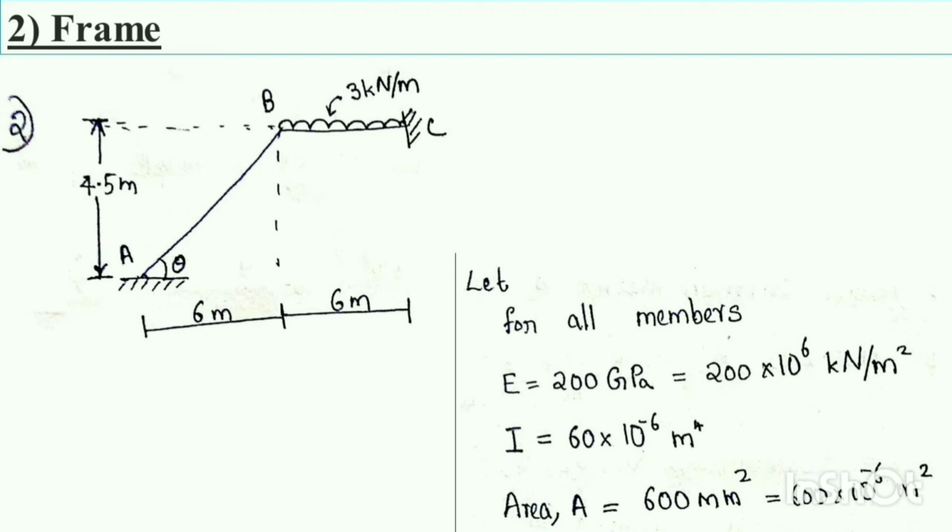Now for these two members, let Young's modulus E be equal to 200 gigapascal, that is 200 into 10 raised to 6 kilonewton per meter square, and moment of inertia I equal to 60 into 10 raised to minus 6 meter raised to 4, and area of the members be 600 mm square. So in meter it will be 600 into 10 raised to minus 6 meter square.